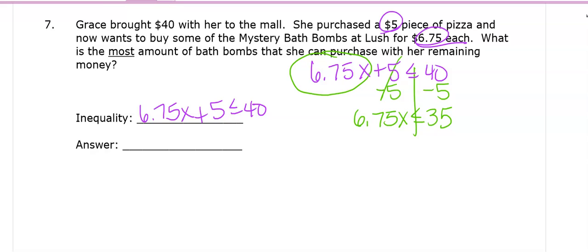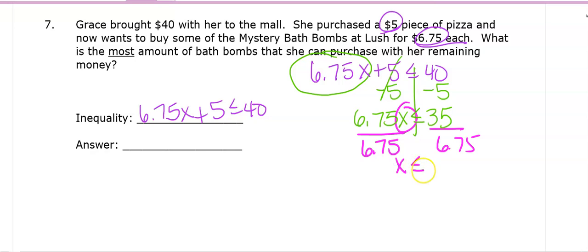Now, what am I going to do to get that x by itself? When a number and a letter are right next to each other, what are they doing? They're multiplying. How do we get rid of multiply? Divide. So x has to be less than or equal to, and I got 5.19.